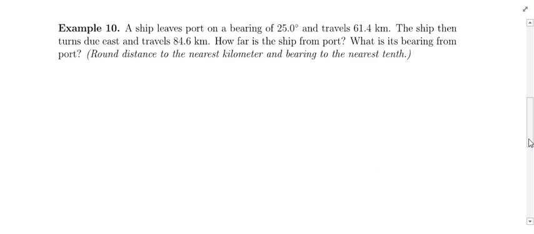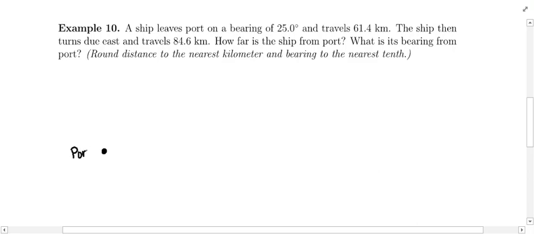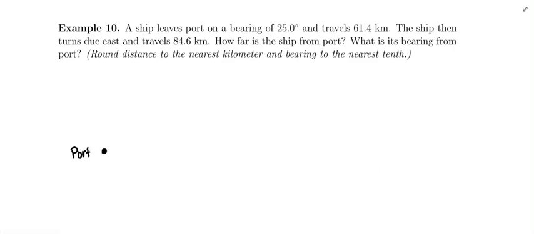When you read this problem, it sounds just like the navigation problems we've done already, so really just work it like you're used to. But keep in mind, when we draw all these arrows, it's really a vector. The ship has to leave port on a bearing of 25 degrees, so let's start with that. I'm going to place a dot. This is going to be the starting point, or the port. We know that the ship is going to travel at a bearing of 25 degrees.